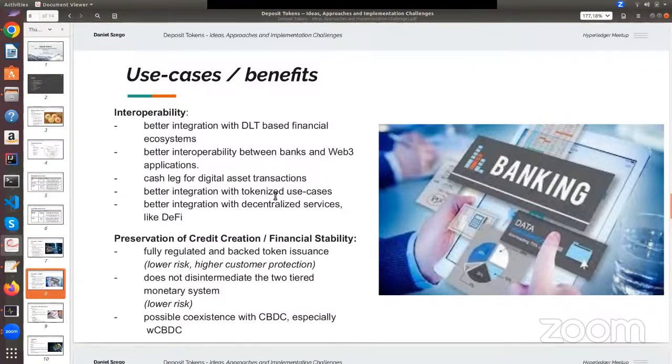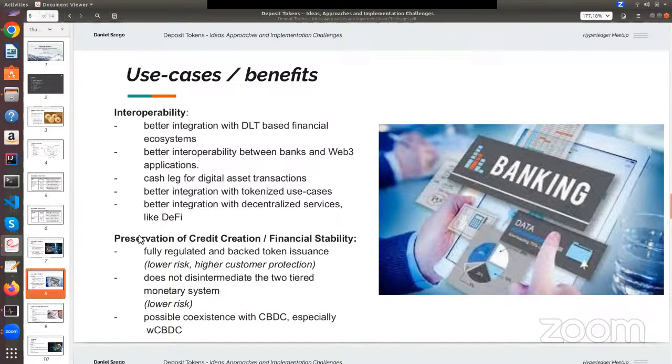It can provide better integration with tokenized use cases, and perhaps this is already a little bit like science fiction, or perhaps not so science fiction, but it might provide an integration way with DeFi, decentralized finance. Decentralized finance is very innovative, very experimental and very unstable at this stage. But for instance, one way of bringing more stability and more regulation into the field of DeFi could be using regulated tokens as payment. And this can be a deposit token. It's a little bit long-term stuff, I would say, but it's certainly a possibility.